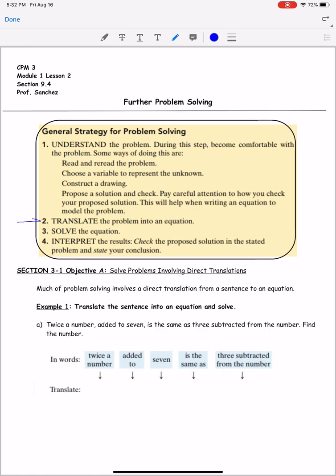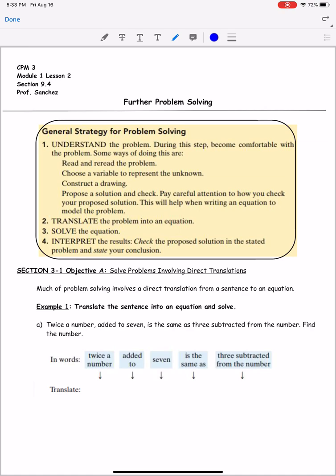So after that, then you need to translate that problem into an equation and then solve it. So we're going to start off pretty easy. Objective A is problem solving involving direct translations. So the first one says, twice a number added to 7 is the same as 3 subtracted from a number, find the number. So when you read that all at once, it's very overwhelming. And so that's why we put this in words, and you just kind of do it piece by piece. Chunk it up to things that you know.